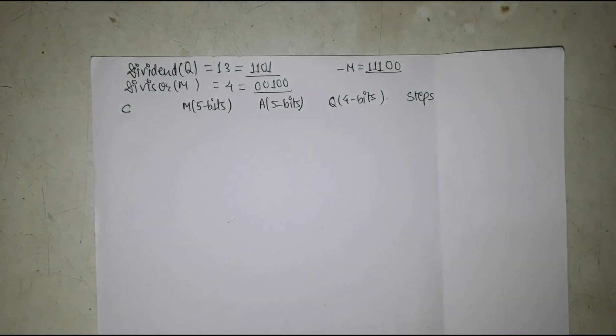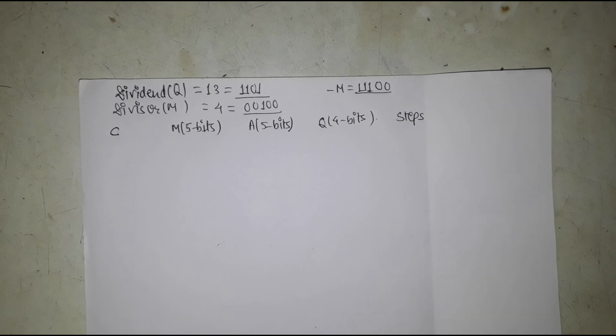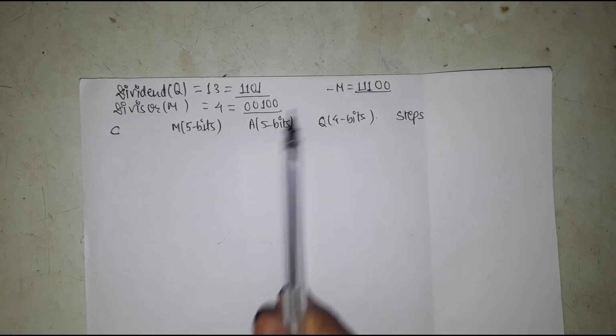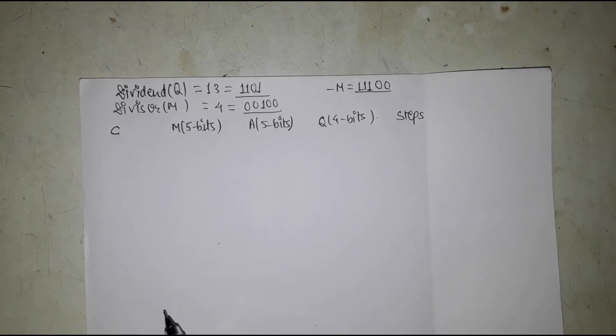So here we have the question. The dividend, which is denoted by Q, is 13. The value for the divisor, which is denoted by M, is given as 4. And 13 when converted to binary form gives you 1101. The divisor M, that is 4, when converted to binary form gives you 00100. So that's all for the question, and here I have found out minus M. I have calculated the value for minus M. I'll tell you why.